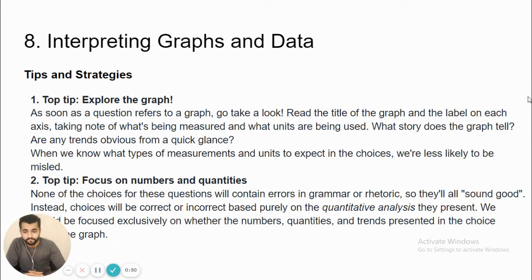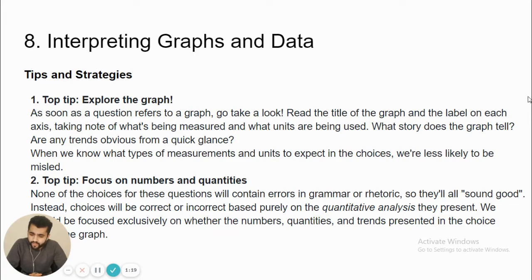What are the tips and strategies? Number one, explore the graph. As soon as a question refers to a graph, go take a look. Read the title of the graph and the label on each of the axes. Take note of what's being measured and what units are being used. What story does the graph tell? Are any trends obvious from a quick glance? When we know what types of measurements and units to expect in the choices, we are less likely to be misled.